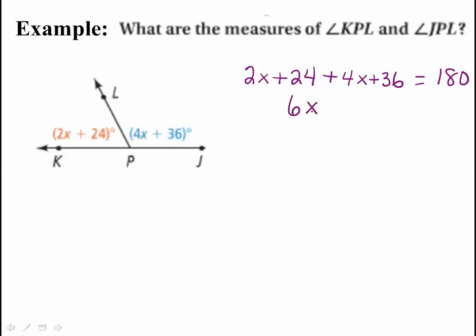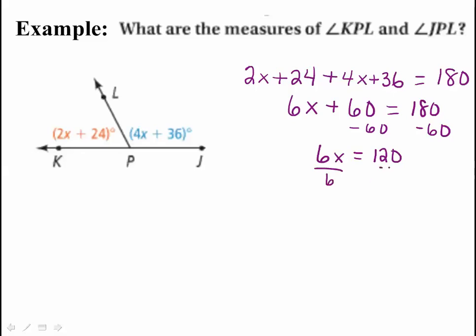We combine our like terms, giving us 6x plus 60 equals 180. If we subtract 60 from both sides, we have 6x equals 120. And when we divide by 6, we find that x is 20. Now we need to find the measure of each angle.